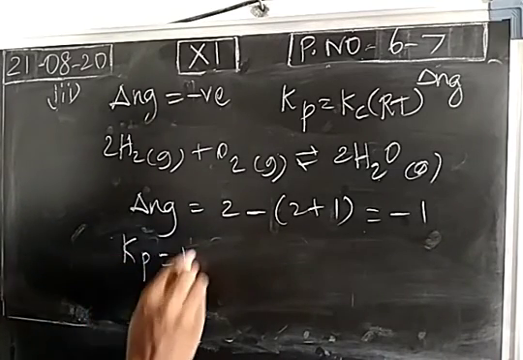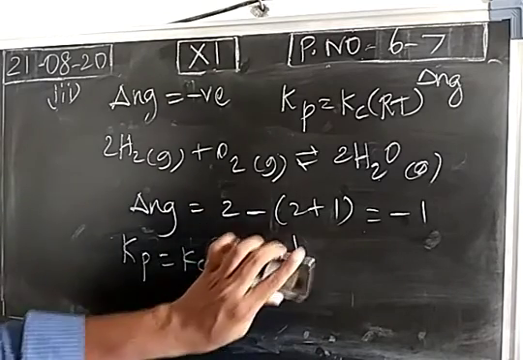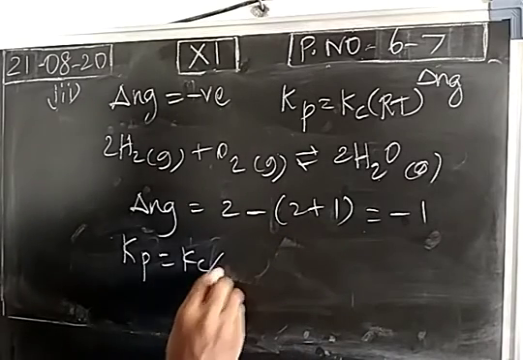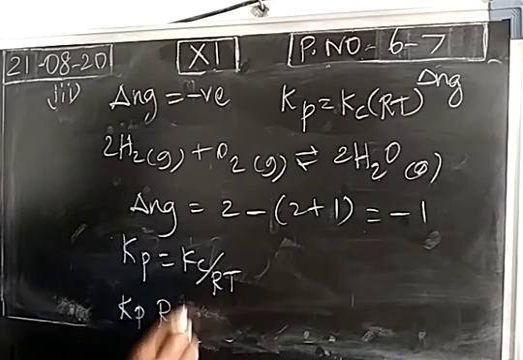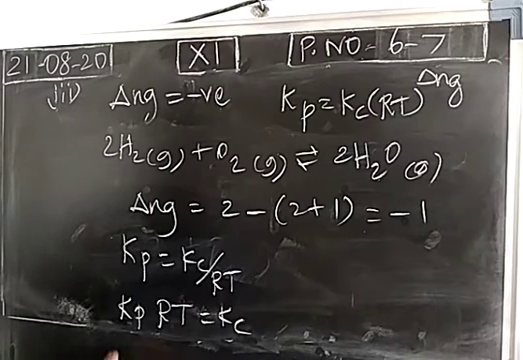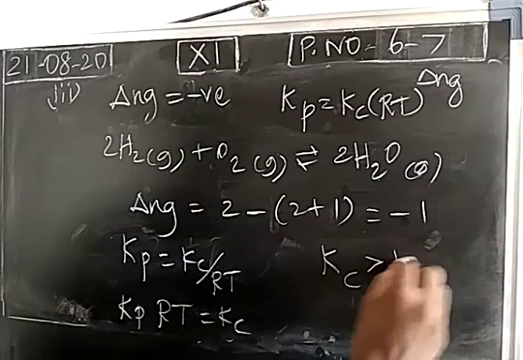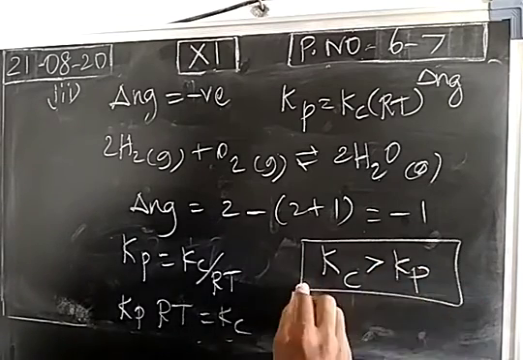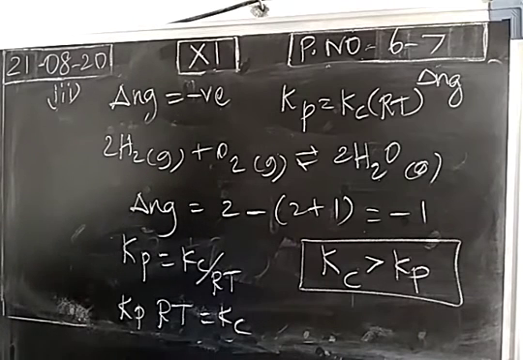So Kp is equal to Kc RT power minus 1. So this can be written as Kc by RT, and this can be rearranged as Kp RT is equal to Kc. And which value will be higher? This one. If Kp value is multiplied by gas constant and temperature, it will be equal to Kc. So automatically we can assume that Kc is greater than Kp. So if delta Ng is a negative value, Kc value is greater than Kp.